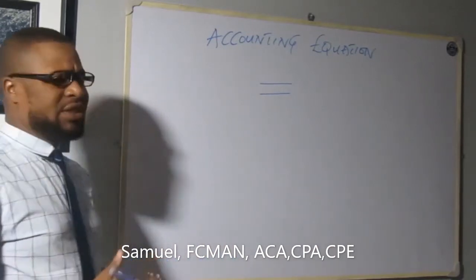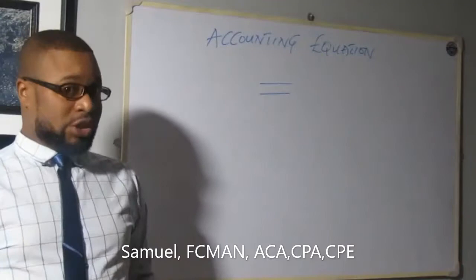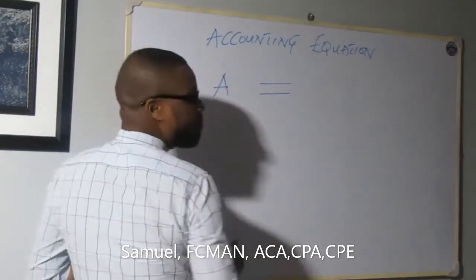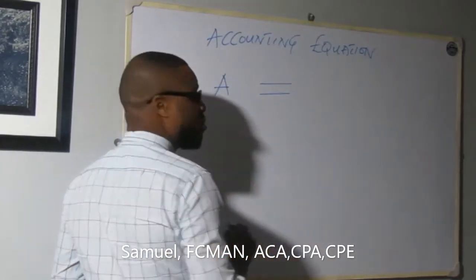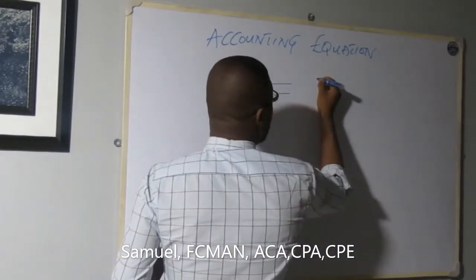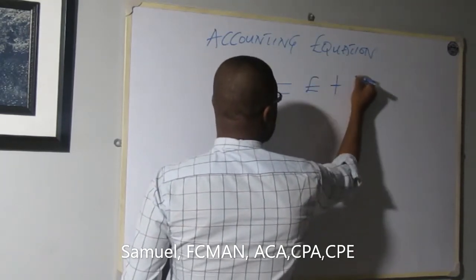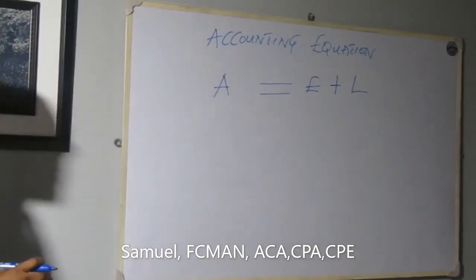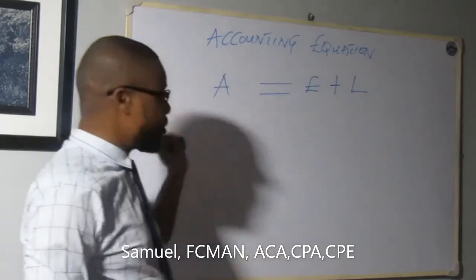Then in accounting we say the equation is that A must be equal to P plus L. Just look at it, it's very simple. That is your accounting equation. That is, when you add P plus L together, you must get A.